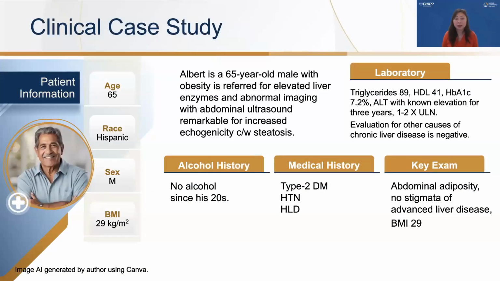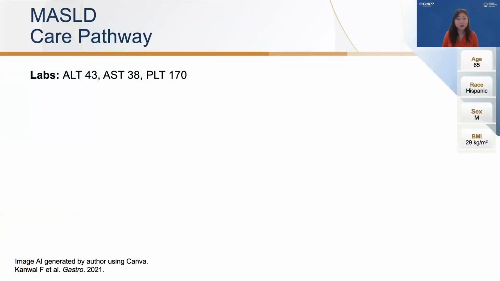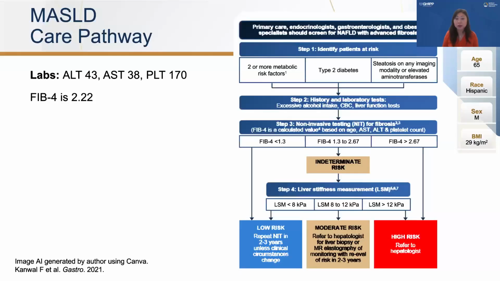So getting back to Albert, he has been diagnosed with MASLD. The next thing we have to do is determine his risk for advanced fibrosis. He's 65 years old, his ALT is 43, AST is 38, his platelet count is 170,000. And so you calculate his FIB-4 score and it's 2.22.